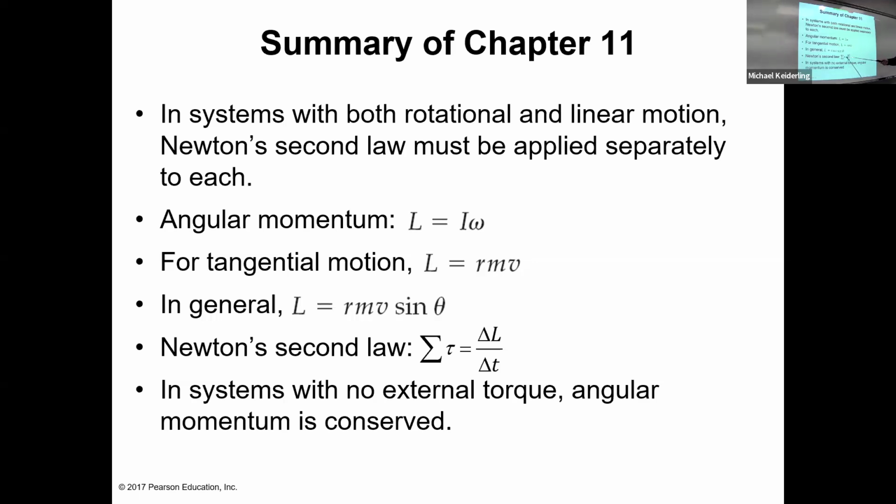Newton's second law is that the sum of all torques is equal to the change in angular momentum over the change in time. And in systems with no external torque, angular momentum is conserved. You can have what looks like collisions like you had with linear momentum, but you can also have systems that can change shape. So their moment of inertia changes. So subsequently, their angular velocity has to change.